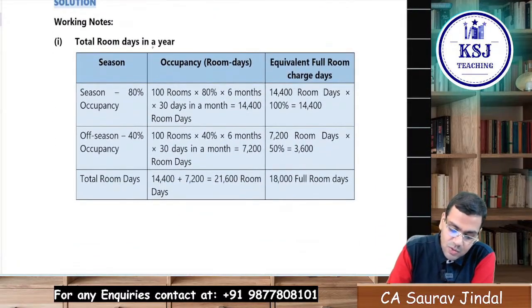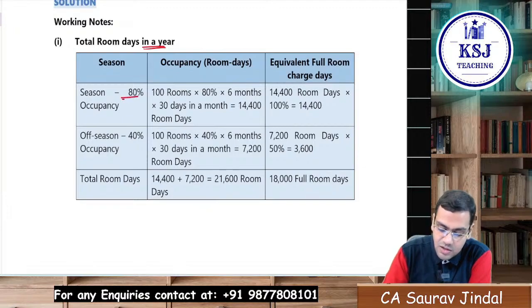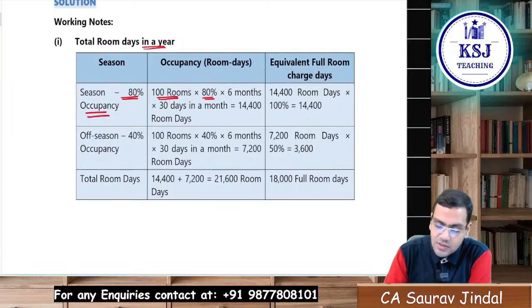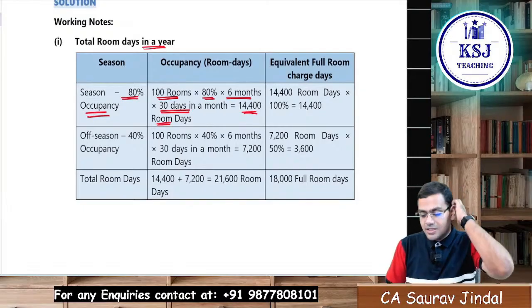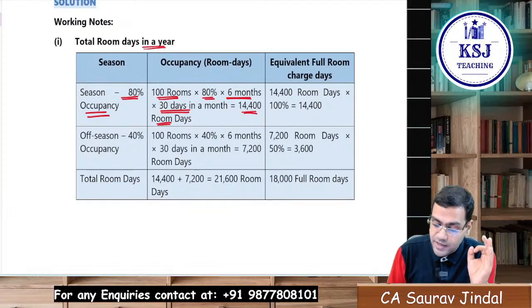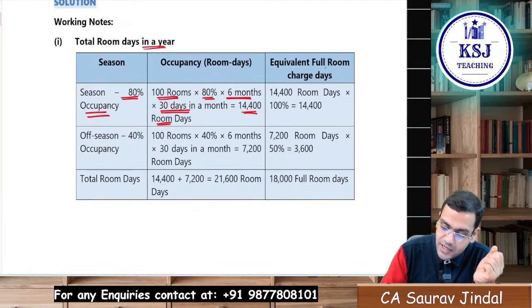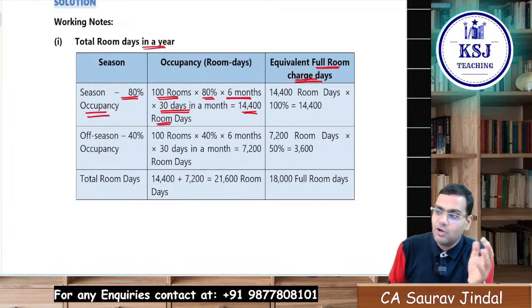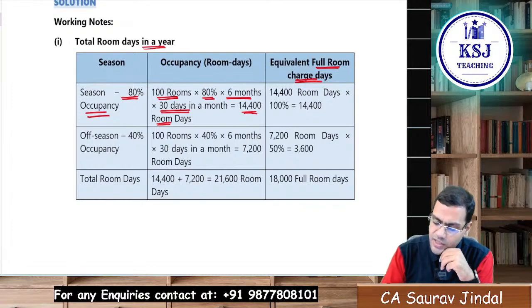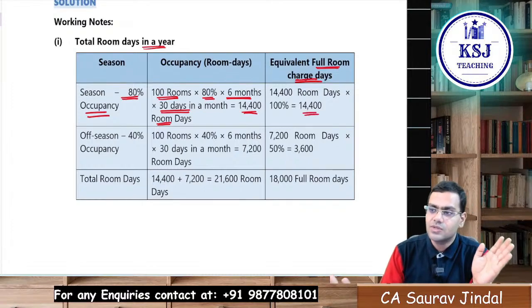So total room days in a year, let's see, season occupancy is 80%. During the season part, 100 rooms are there, right? 80% is the occupancy for 30 days in a month and 6 months. So 14,400 room days. This is during the season month when we are charging full rate. When we are charging full rate, right? So equivalent full room days. Now they are converting everything into the full charge days, right? So he says 14,400, it is going to be 14,400.